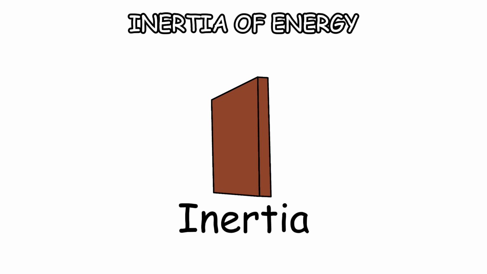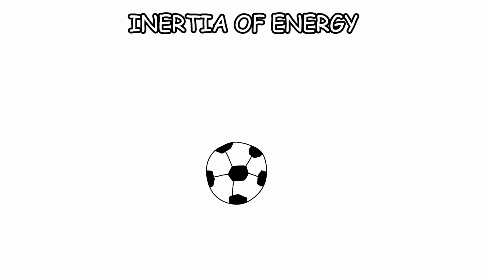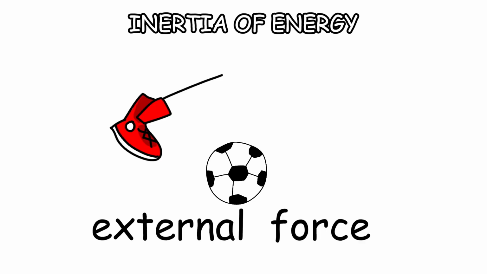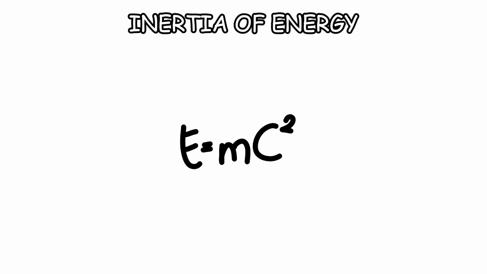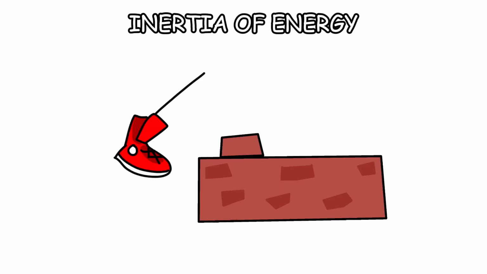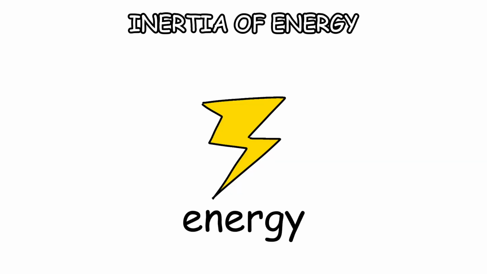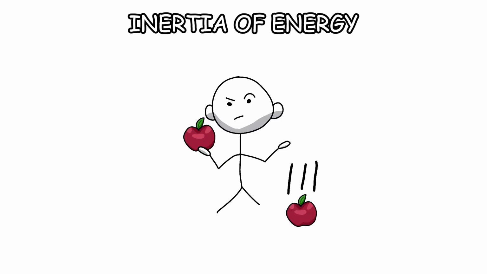Inertia of energy. Inertia is the property of matter that resists changes in motion. This principle, as described by Newton's laws of motion, explains how objects maintain their state of rest or uniform motion unless acted upon by external forces. When considering mass-energy equivalence, we understand that mass and energy are interchangeable. Therefore, just as mass exhibits inertia, energy also resists changes in its state. This concept implies that energy, which is inherently linked to mass, contributes to the gravitational attraction of objects, as described by the theory of general relativity.